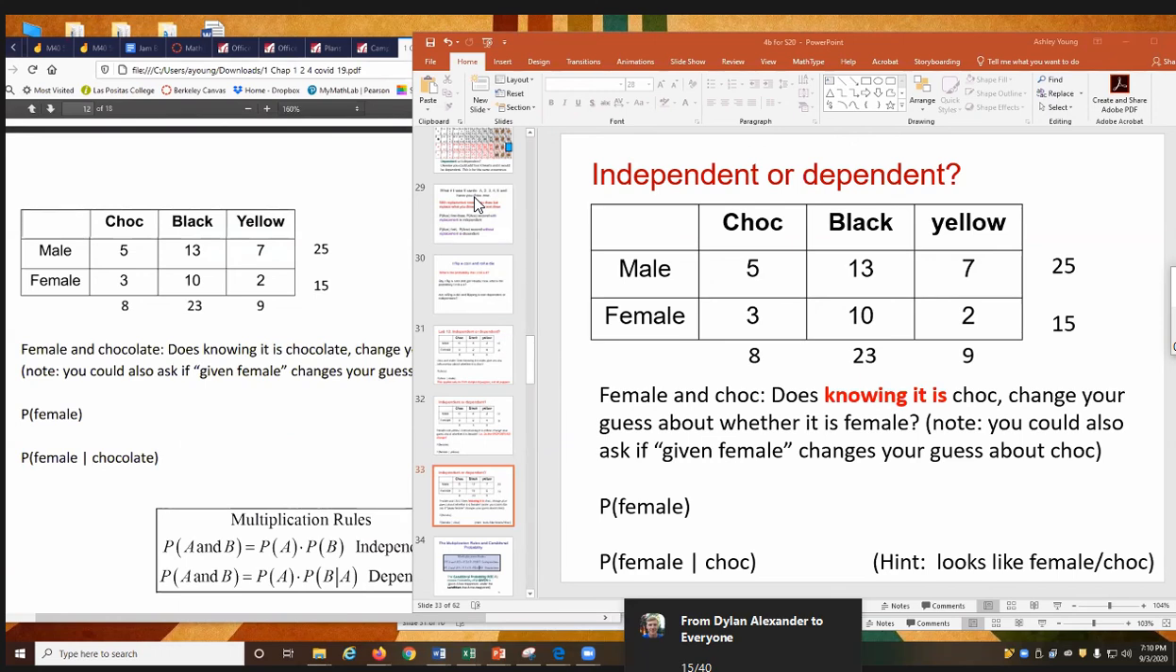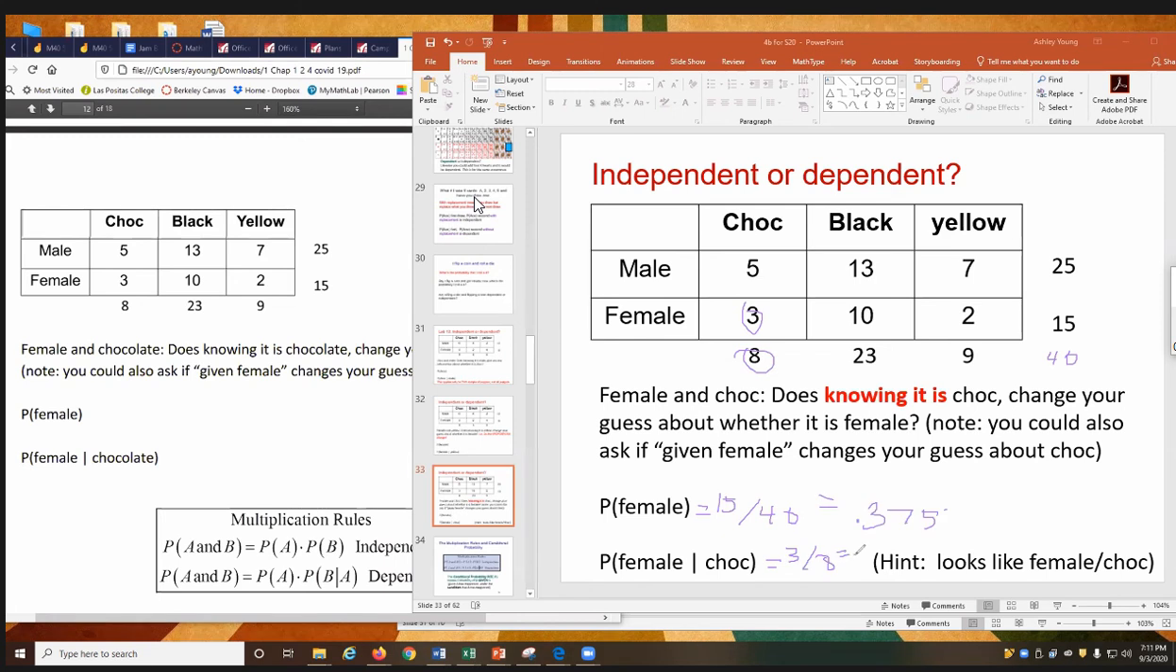Good. All right, so probability of female is 15 out of 40. Great, because the total is 40. Put the 40 in there. Equals 15 out of 40. And then, Adriana, did you get the probability of female given chocolate? Yeah, 3 out of 8. That's given chocolate, 3 out of 8. Now, I don't know if those are the same or not. It's hard to tell, so I'm going to put both of them in my calculator. And when I do, I'm going to end up getting 0.375 for both of them.